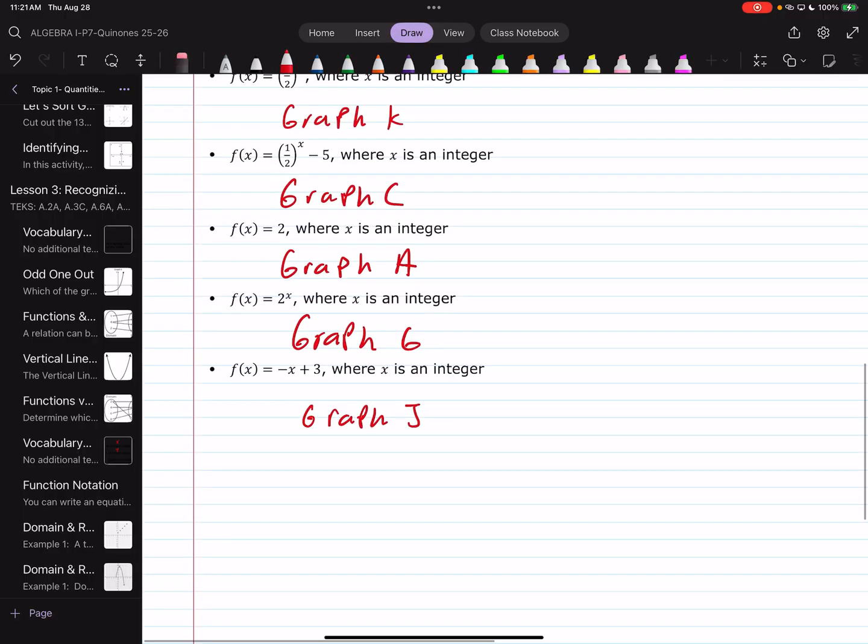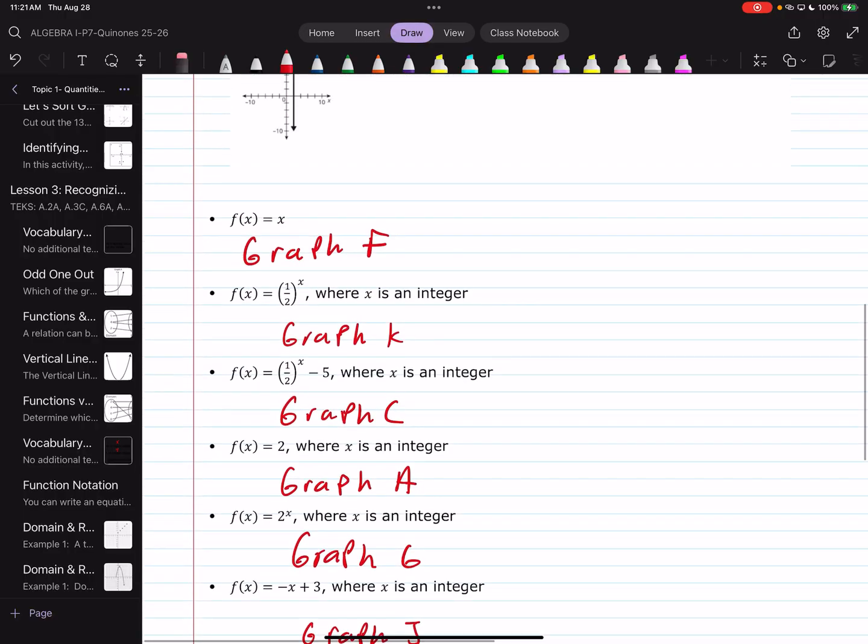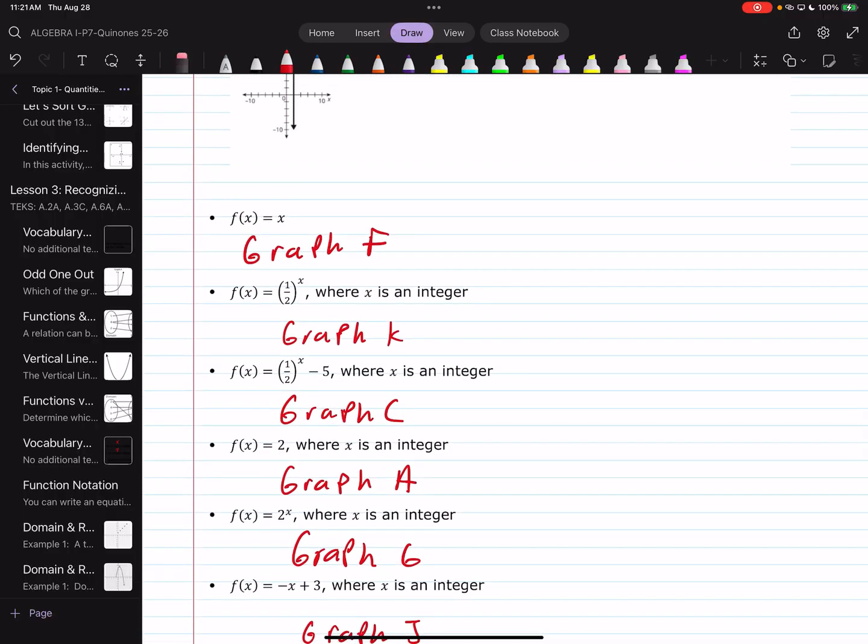Cool. Now, with our newfound knowledge, real quick, graph A is an example of what? A linear or exponential function? Linear. How do you know? Because it looks like a line. What about graph K? Exponential. Because it does something like this. It has a curve. What about C?